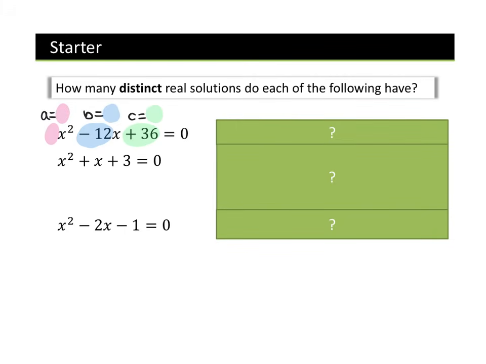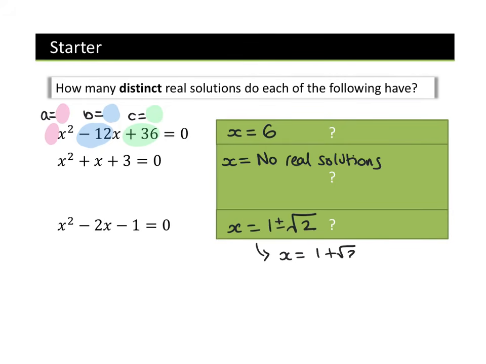Right then. So you should have put these into the calculators. For the first one, what does x equal, please? 6. Is that it? Yeah. Okay. For the second one? No real solutions. And for the last one? 1 plus or minus the square root of 2. Okay. So that means that either you've got x equals 1 plus root 2 or x equals 1 minus root 2. Now, you've had to sit and work that all out.